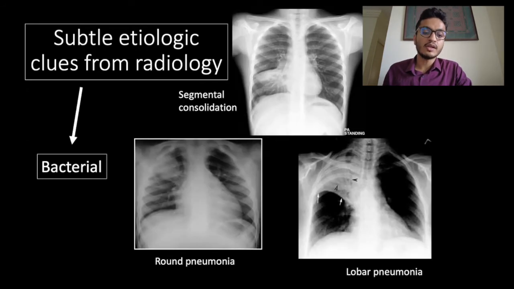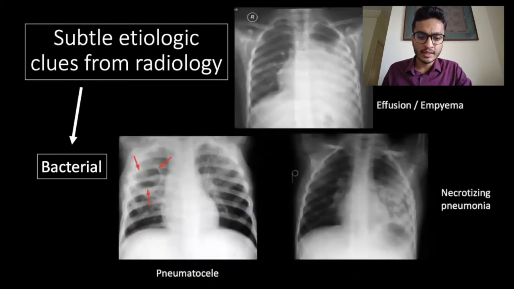For example, if you see a well-circumscribed border of consolidatory patch, a segmental consolidation as well as a lobar pneumonia, it hints towards bacterial origin of pneumonia. In case of complications, as in pneumatocele, an empyema or an effusion or a necrotizing pneumonia, it very much hints towards a bacterial origin.